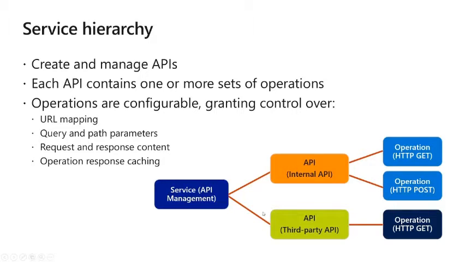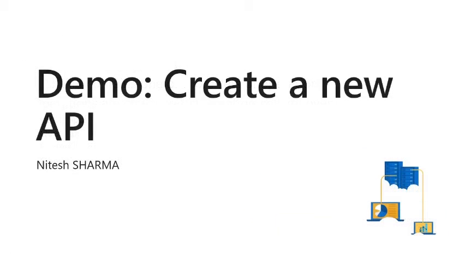So you have service API management, which handles internal APIs and third party APIs, and it can manage both, making a call to HTTP GET, and our internal API making some operations. So your API management is managing both. I'm going to give you a demo to create a new API, where I will create a new blank API and add an API endpoint. So let's go.